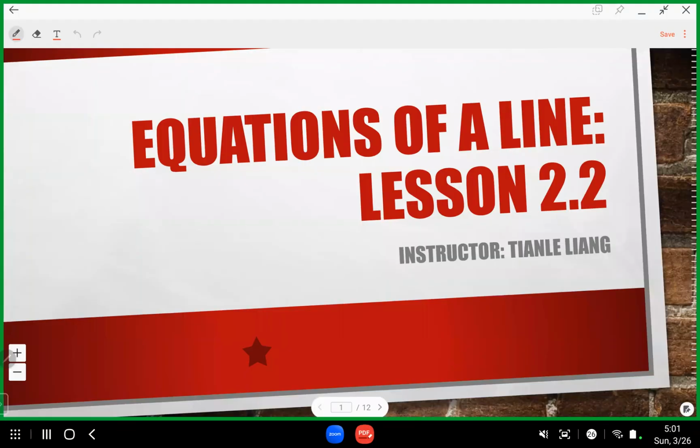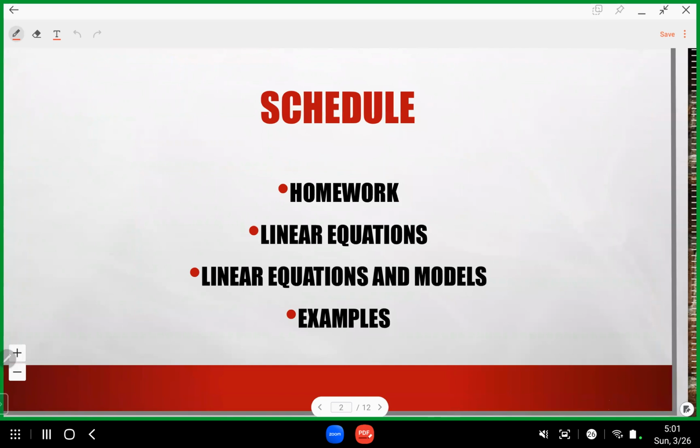Lesson 2.2 of our unit. We're going to be learning about equations of a line today and how to model real-life situations with linear equations. So let's go to the schedule. Of course, we're going to go over homework. I think a lot of people have turned this in, so very good. I didn't get to grading that yet, but I will be in the next couple of days.